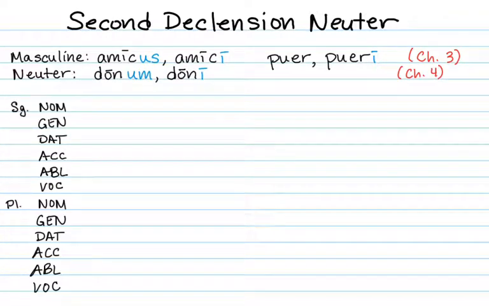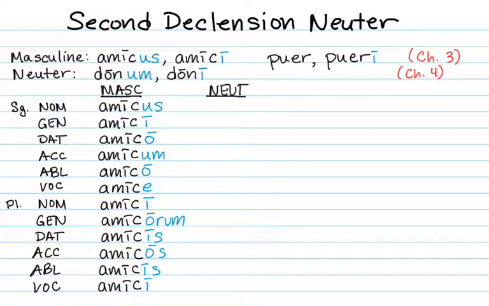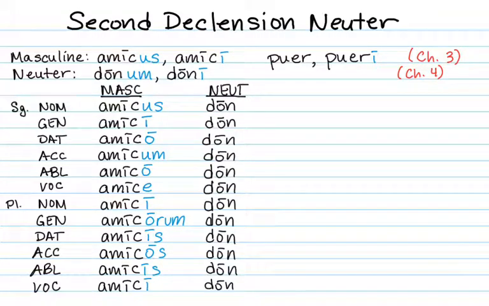Let's review the masculine first. You learned in Chapter 3 that the endings are amicus, amici, amico, amicum, amico, amice, amici, amicorum, amicis, amicos, amicis, amici. The neuter endings, which we're learning in this chapter, you'll notice similarities in many places and a few key differences.